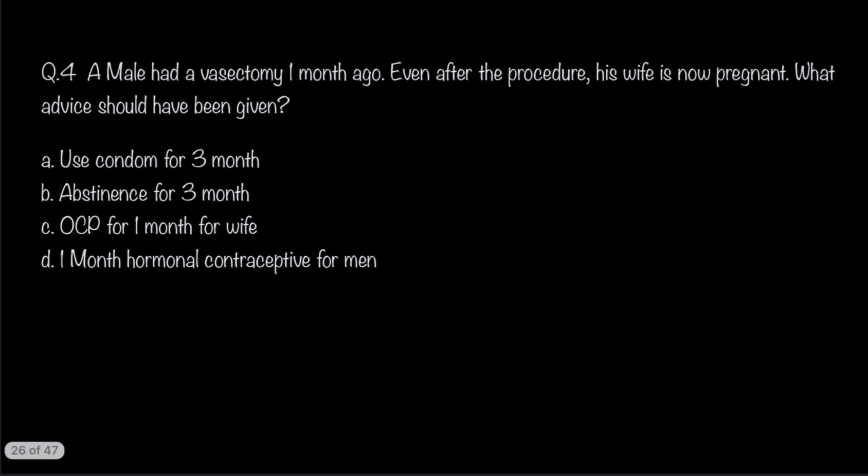Let's focus on question number 4 now. It says a male had a vasectomy 1 month ago. Even after the procedure, his wife is now pregnant. What advice should have been given? A says use condom for 3 months, B abstinence for 3 months, C OCP for 1 month for wife, or D 1 month hormonal contraceptive for man. Now, this is a bit tricky question, focusing on the doubt as to how it is possible to have the pregnancy even after the husband underwent a vasectomy.